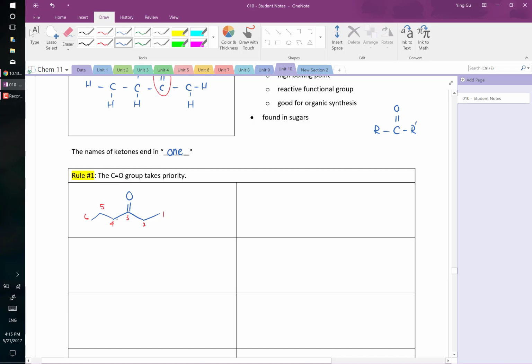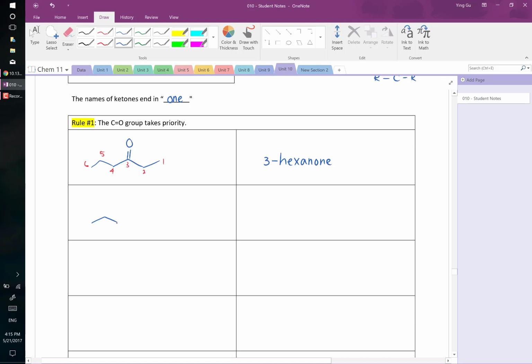Alright. How do we name this? Well, we must write the location of that carbonyl. In this case, it's on location 3. This is a 6-carbon chain, which is hexane, but instead of writing hexane, we're going to write hexanone. 3-hexanone.